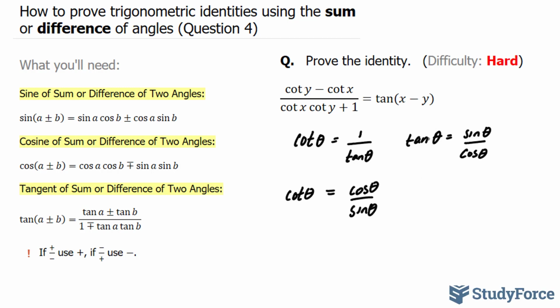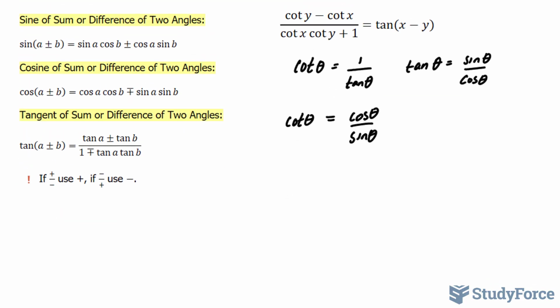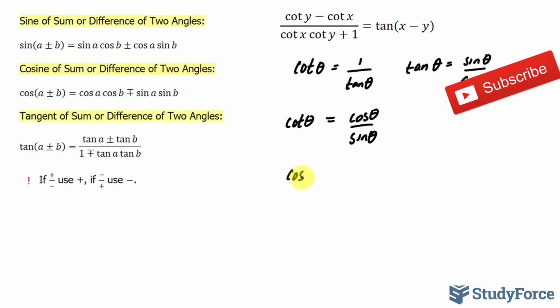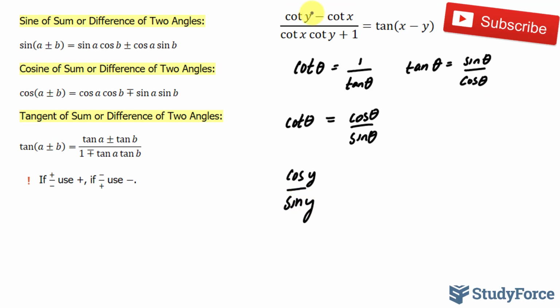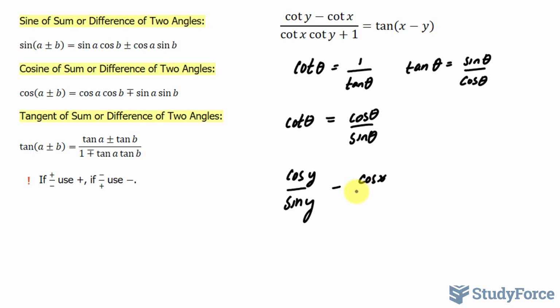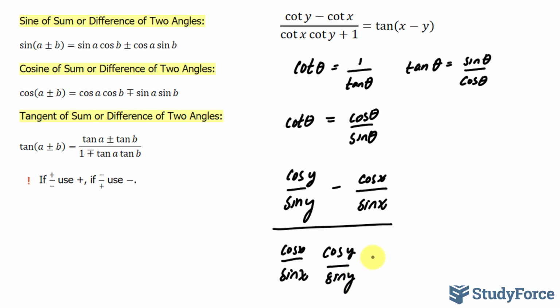the reciprocal of tangent. Next, I'll replace all of these instances of cotangent with their identity. And if I do that, I'll end up with cosine y over sine y. Notice that the angle here is y, so we can't use theta, minus cosine x over sine x, this part. The next part is cosine y over sine y, plus 1.